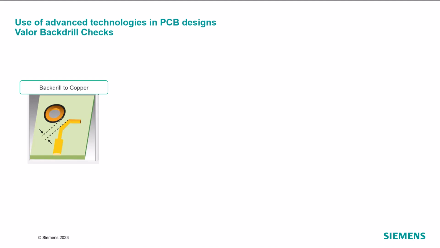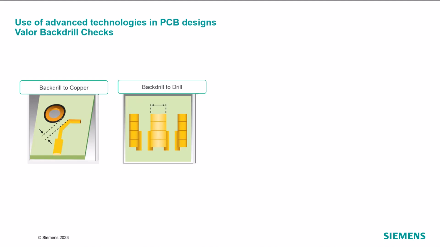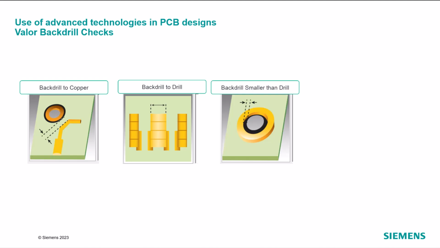Backdrill to copper spacing. So the backdrill to copper spacing is the distance that must be maintained from the edge of the backdrill to the edge of all copper connections on layer penetrated by the backdrill. Backdrill to drill. Backdrill spacing is the distance that must be maintained from the backdrill to neighboring drills of different types.